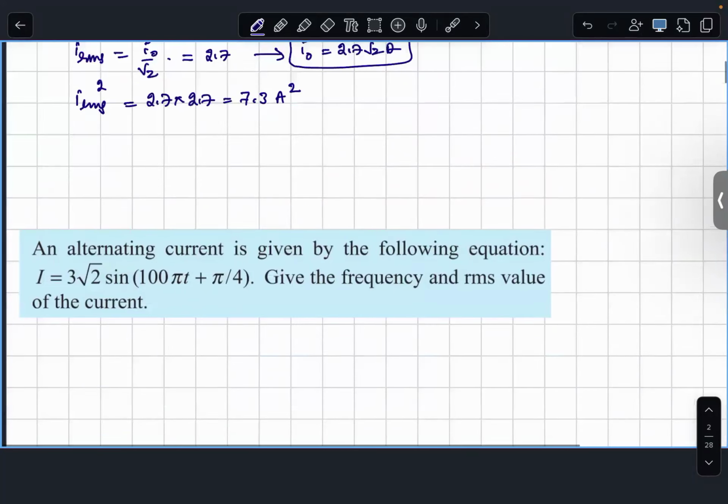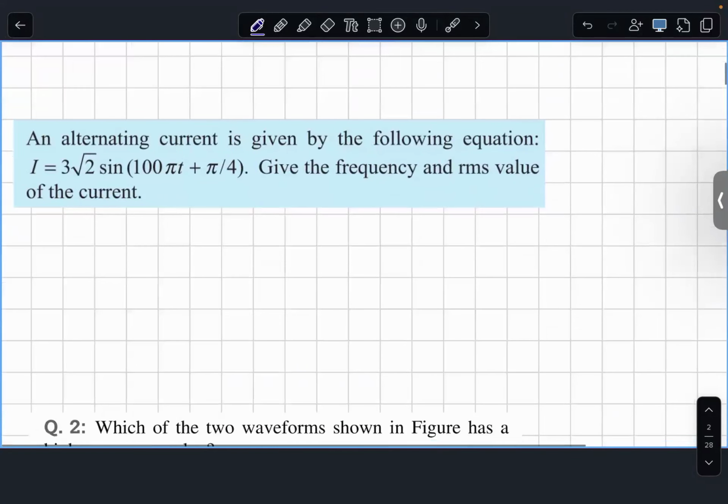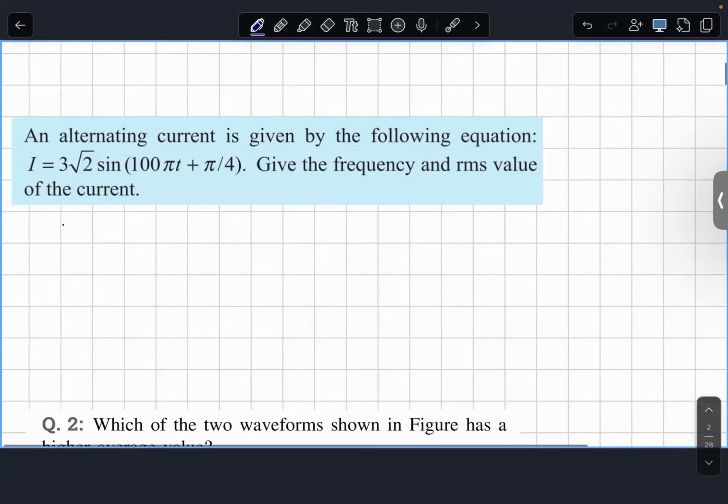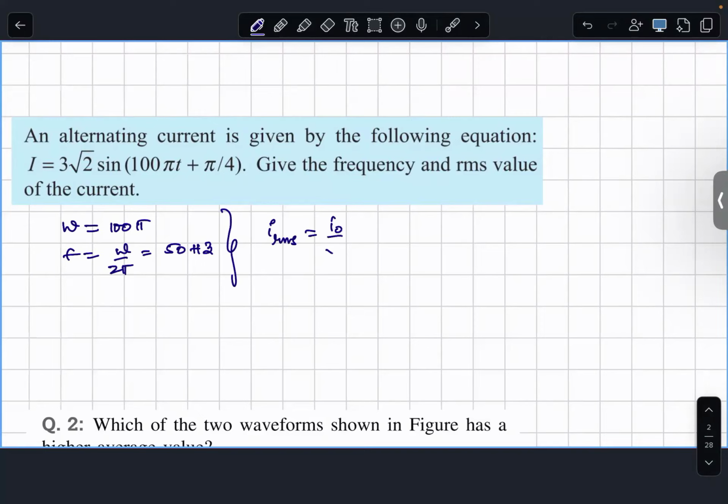An alternating current is given by the following equation: I is equal to 3 root 2 sin(100 pi t plus pi by 4). Find the frequency. Angular frequency omega is equal to 100 pi. Frequency is omega by 2 pi, so obviously this will become 50 hertz. RMS value: IRMS is I naught by root 2. It is simply 3 amps.